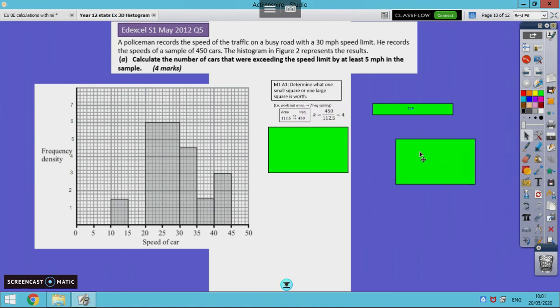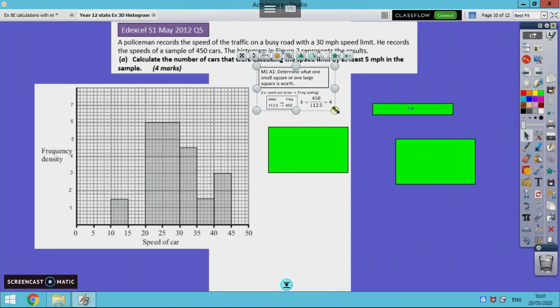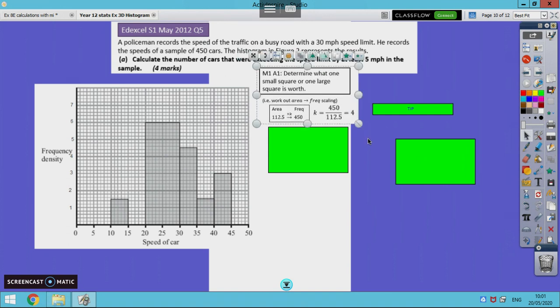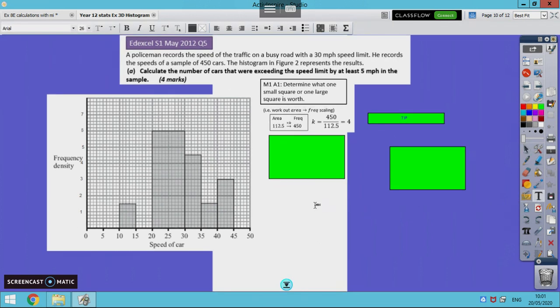Okay, so first one for the 4 marks is determine what one small square or one large square is worth. What we really need to know is work out the total area. So from 10 to 15 would be 5, 5 up to 1.5. So 5 times 1.5 would give us the area for that. I'm just going to write these down. 5 times 1.5 for the first one.